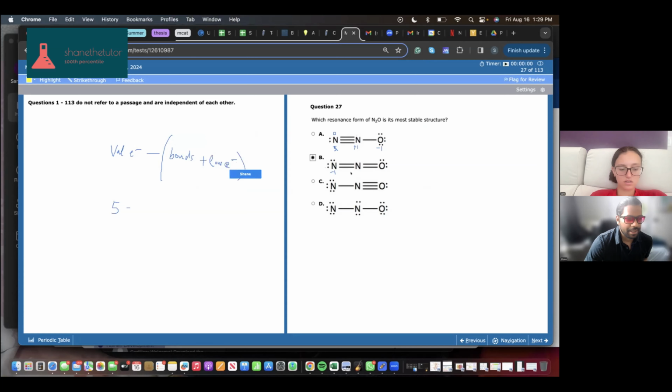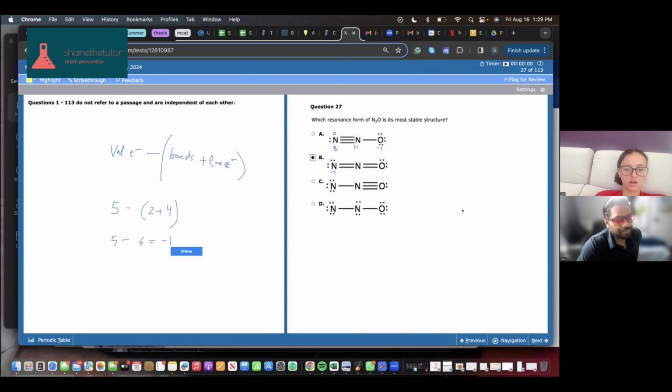So for the nitrogen here, nitrogen will always have five valence electrons, but we would subtract the number of bonds, which is two, plus the number of valence electrons that they've drawn, which are four. So this would be five minus six to give you negative one. Okay.